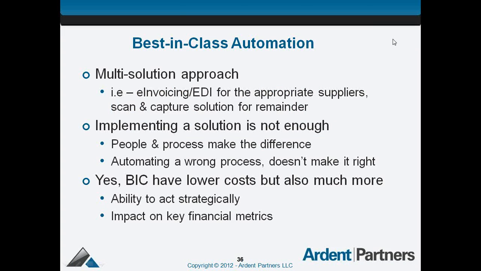Now, this next slide, we've talked a lot about best-in-class, and just wanted to summarize some of the common characteristics that we found. And we see that they definitely have more automation in place. And not only that, they're taking a multi-solution approach. Now, if your company is one that can achieve or thinks it can achieve 100% e-invoicing, by all means, that should be your goal. But for most companies, that's a hard goal to achieve, and there needs to be other solutions in place to take care of the paper that is still coming in.